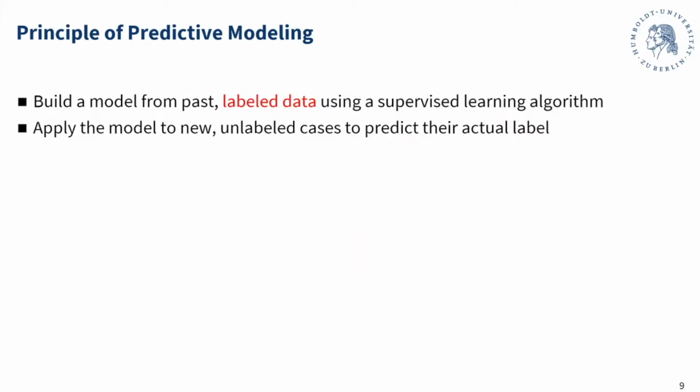We have past data, that's a prerequisite, for example tabular data, and we have labeled data. This is important. We have labeled data, we have data where the value of the dependent or target variable is known to us because it's past data.